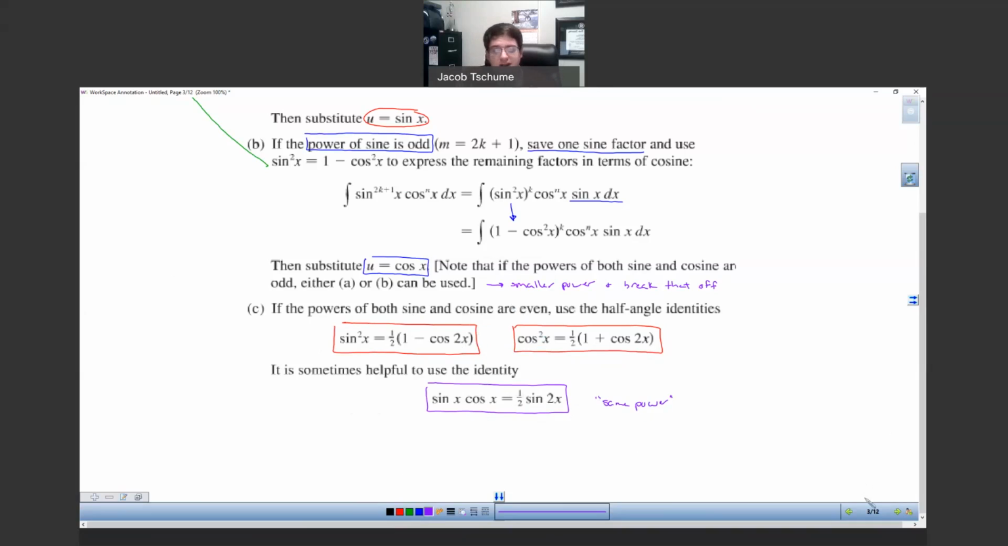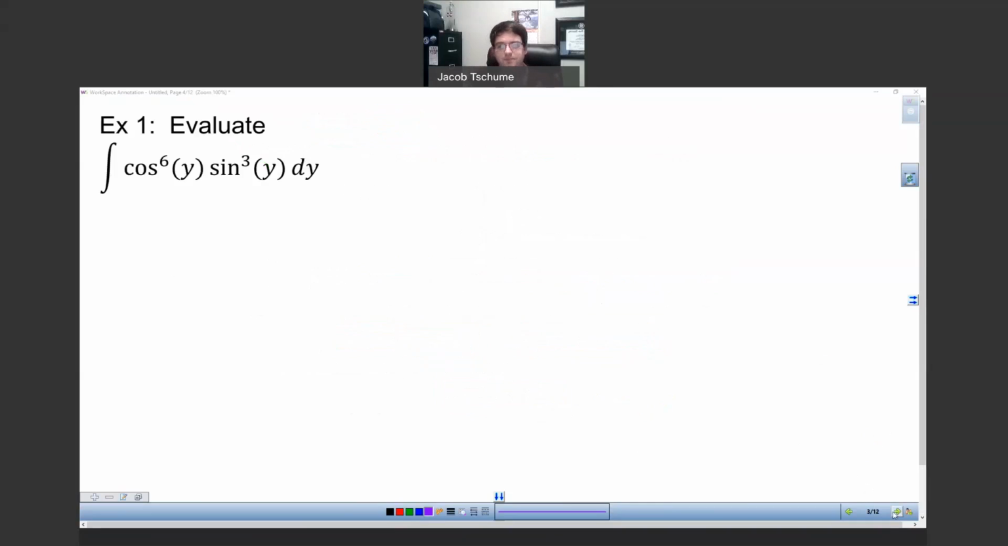So what I want to do now is I want to do both strategies, and then we're going to go through all of this, and so we can do some examples. So example number 1, evaluate the indefinite integral of cosine to the 6th of y times sine cubed of y.